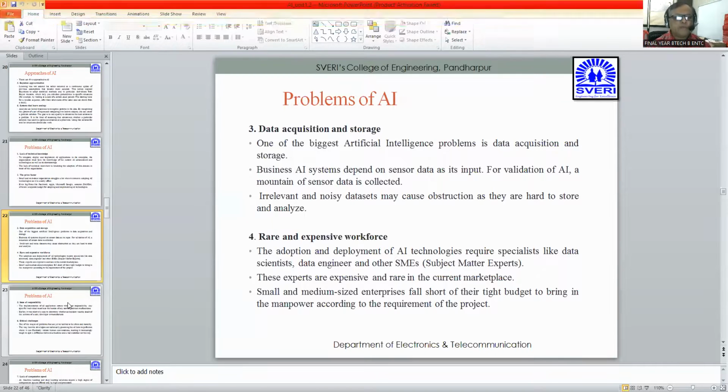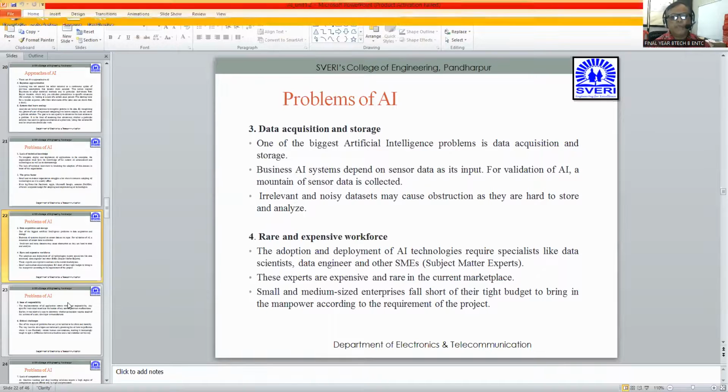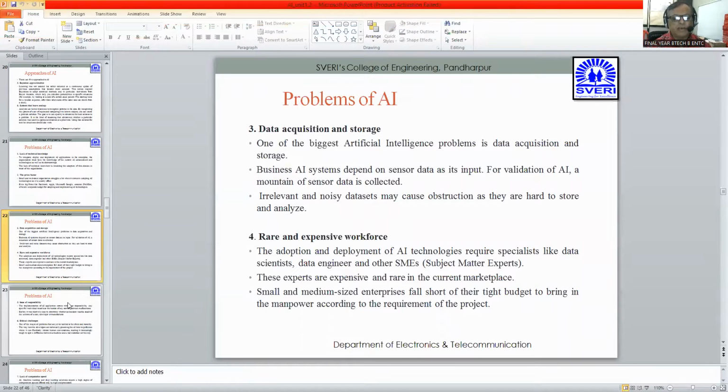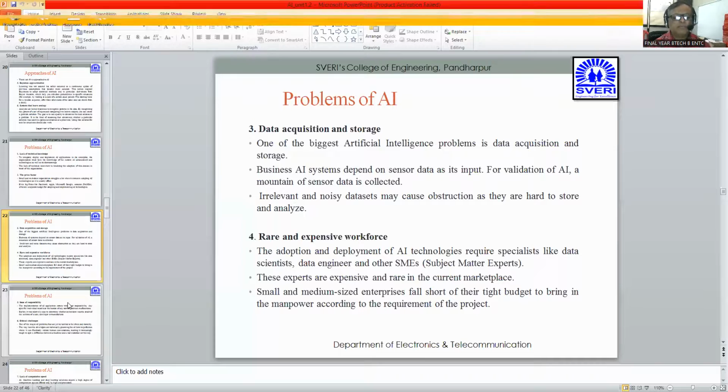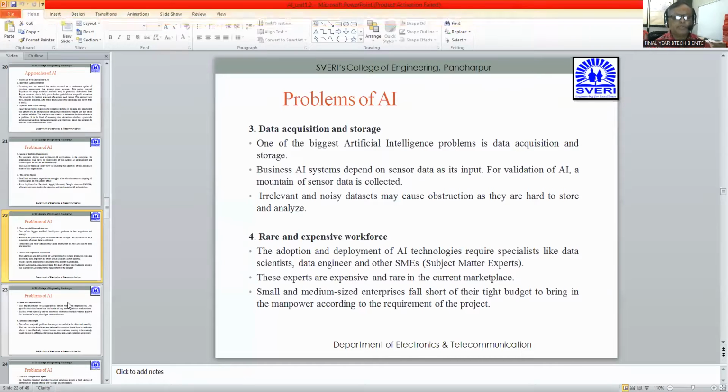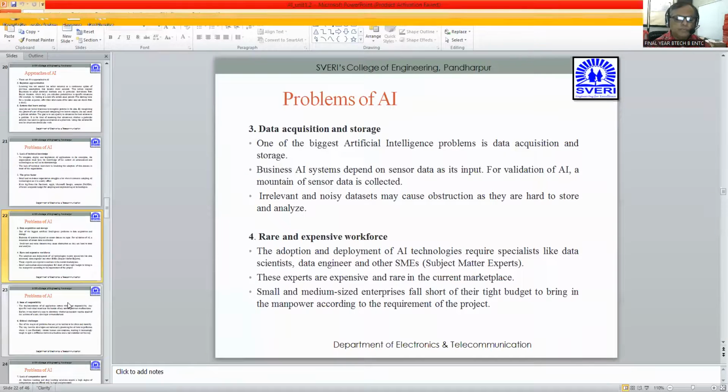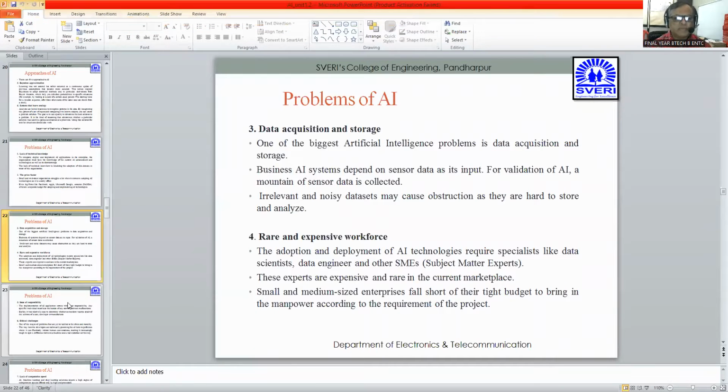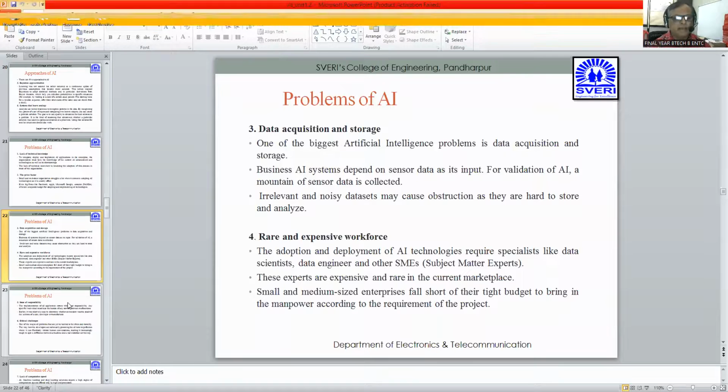Then comes a rare and expensive workforce. Even if you have knowledge of AI, it's difficult to implement it or to give that knowledge to the workers, and to hire those workers, you have to pay them a lot. So it is a rare and expensive workforce. Obviously, the people who are experts in AI are very rare, and the second most important point is that they are very expensive to hire.